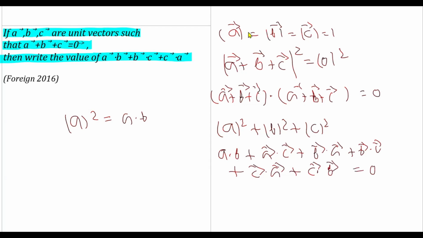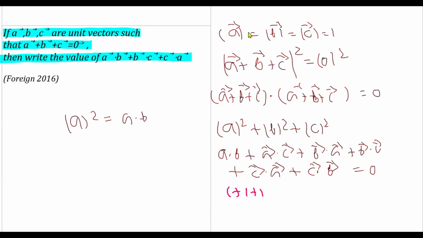This is equal to what? 0. Now check here, I can replace these values with 1. As you can see, these are given as a unit vector, so A magnitude is 1. So I'll write 1 plus 1 plus 1 for this.